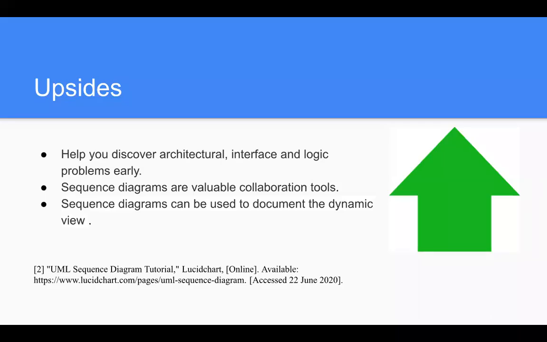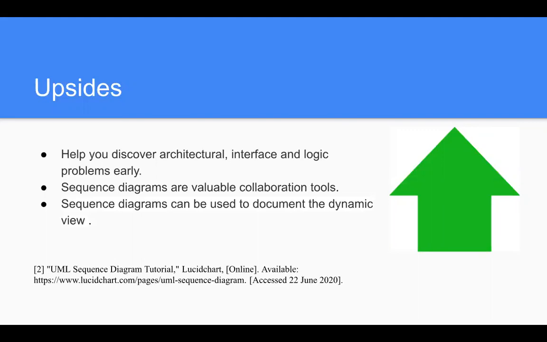So some of the upsides to UML sequence diagrams: they help you discover architectural interface and logic problems early. This allows you to flesh out details before having to implement anything. Sequence diagrams are useful to find architectural interface and logic problems early on in the design process. Apart from that, sequence diagrams are valuable collaboration tools.